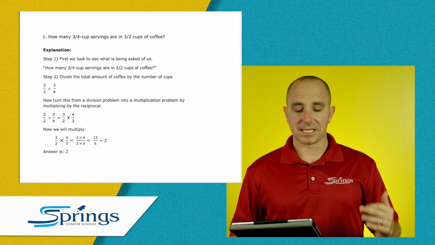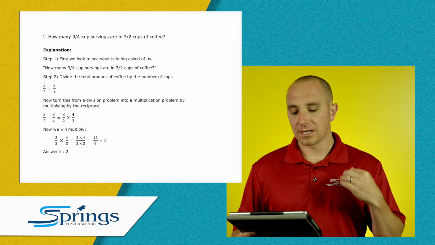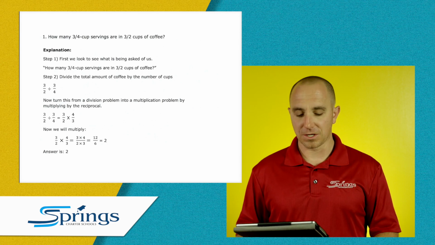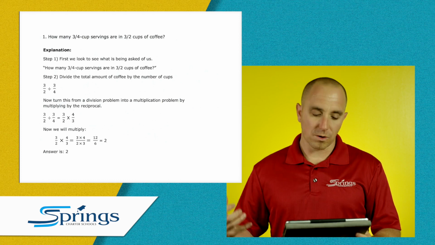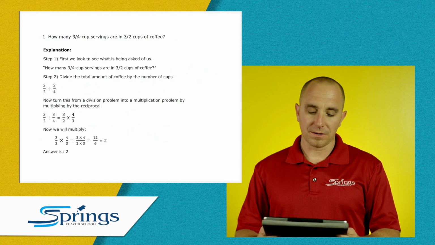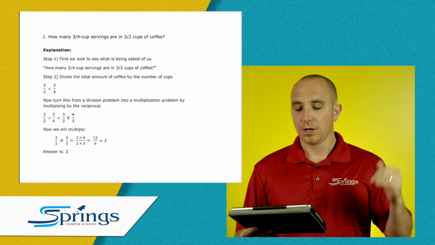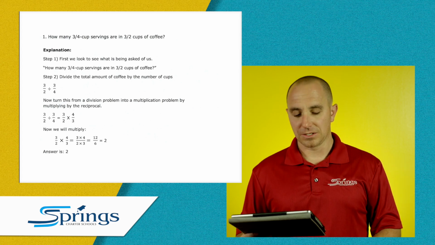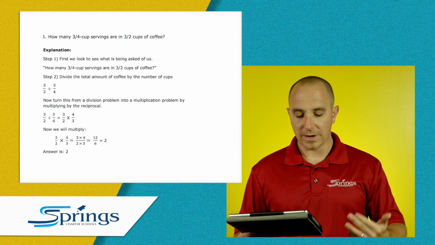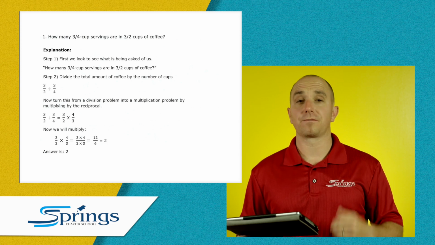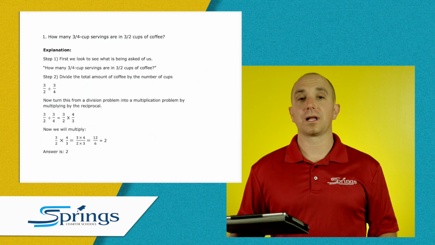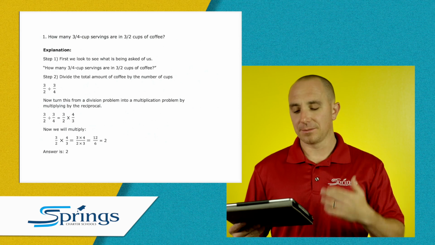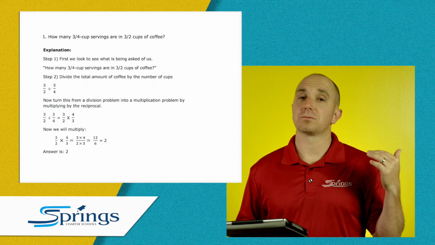All right, so our first example is how many 3/4 cup servings are in 2/3 cups of coffee? So, as always, we look at what we're being asked to do. In this case, we're dividing. So we're saying 3/2 divided by 3/4. Just like we always do, when you have a fraction divided by a fraction, you multiply by the reciprocal, or flip and multiply. So you take 3/2 times 4/3, and then you just multiply across.